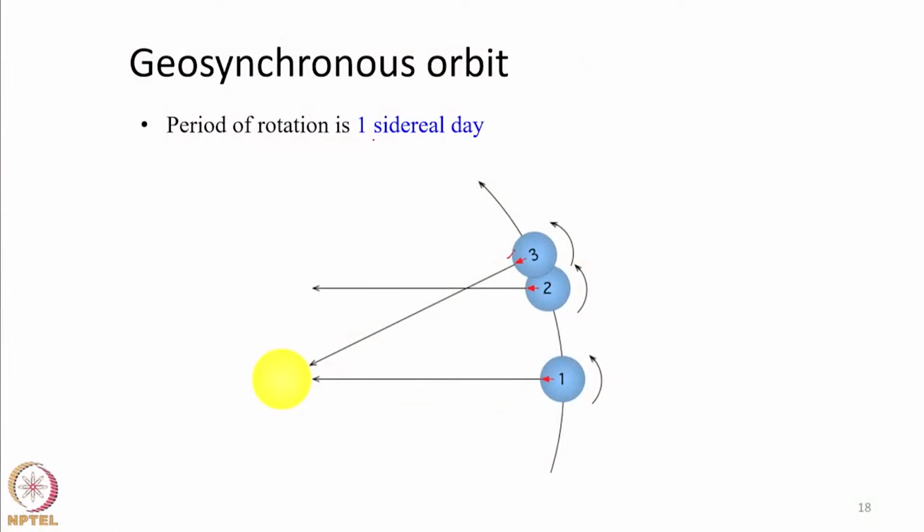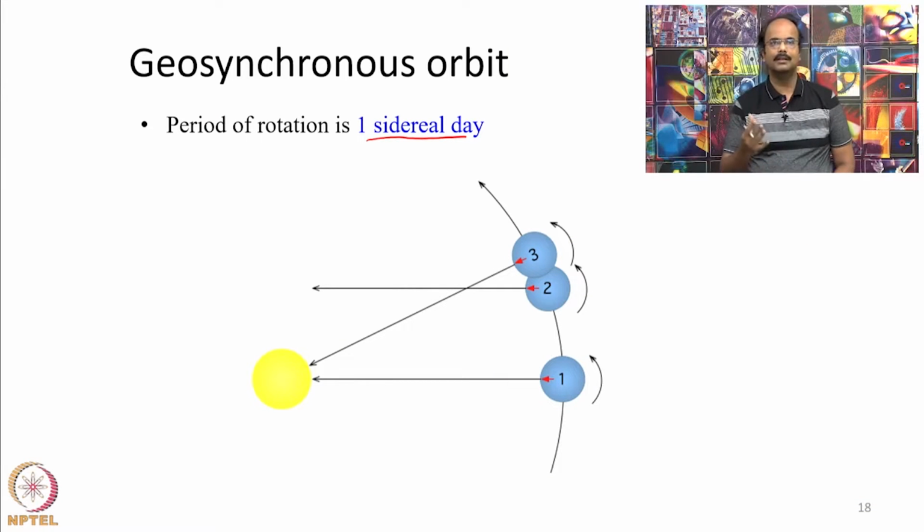So, in a geosynchronous orbit, the orbital period for one revolution of the satellite is equal to the time taken for Earth to complete one full rotation around itself. In this particular slide, I have mentioned the sidereal day. What exactly is a sidereal day?